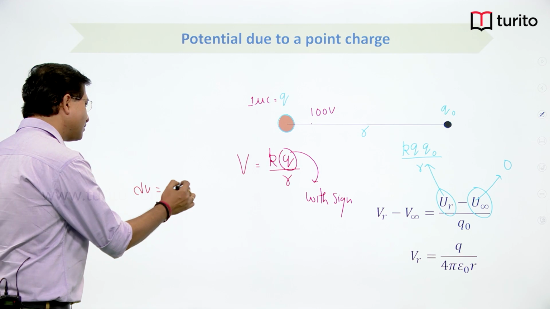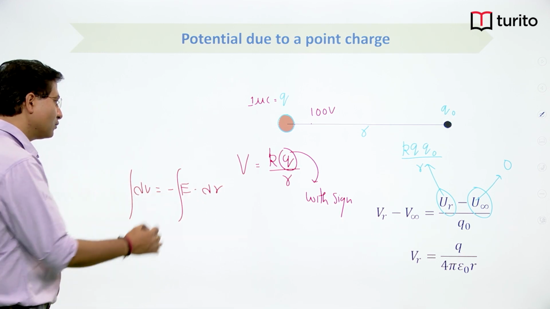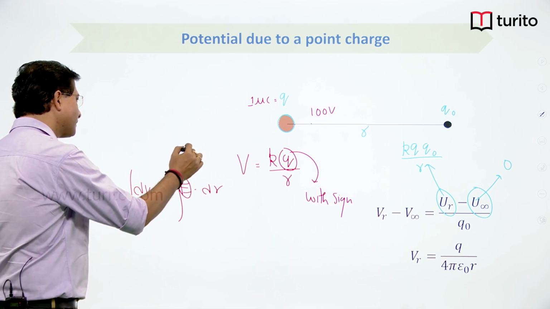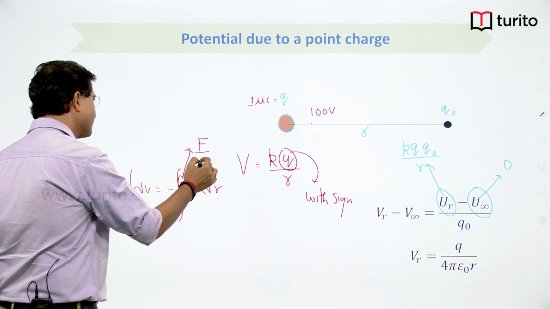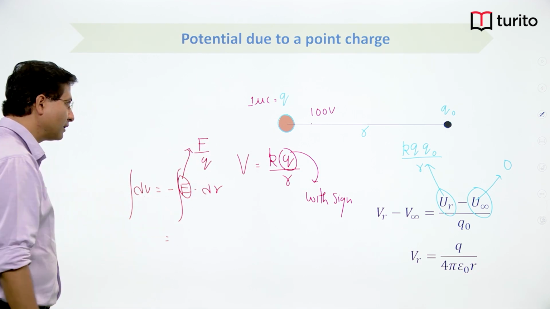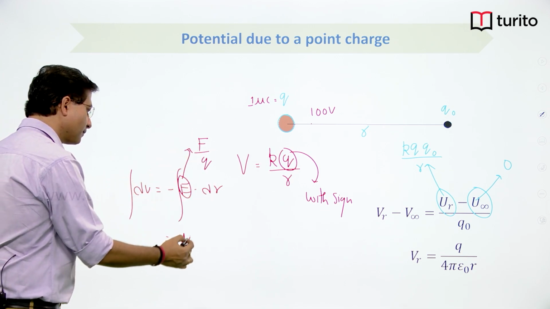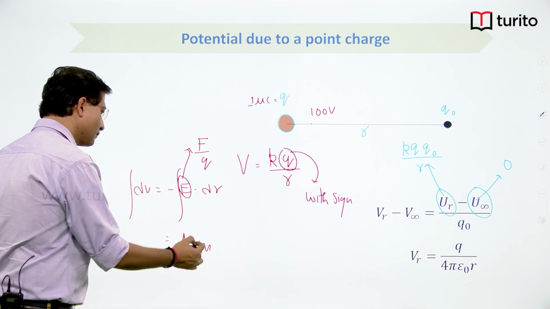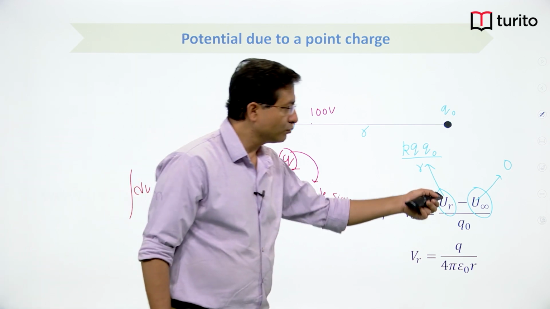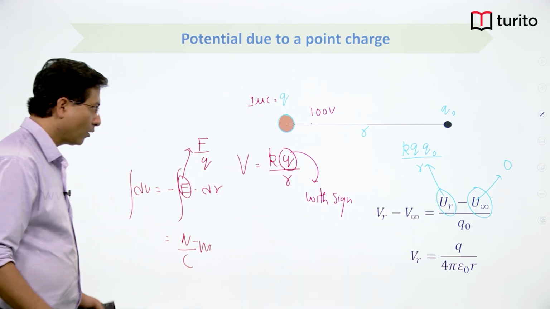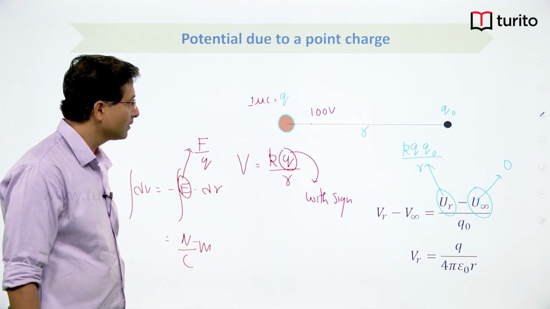or I can also write dV is equal to minus E dot dr if I use this definition. E is equal to F by Q. So from here I can have the unit Newton per coulomb into meter. So Newton meter per coulomb or joule per coulomb, or it is also expressed in volt, right.